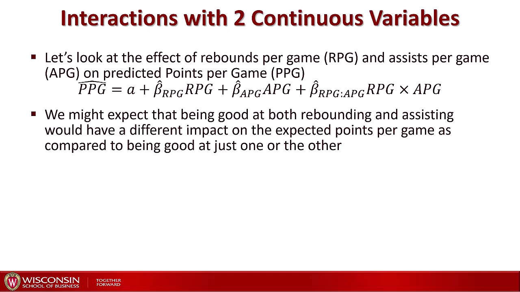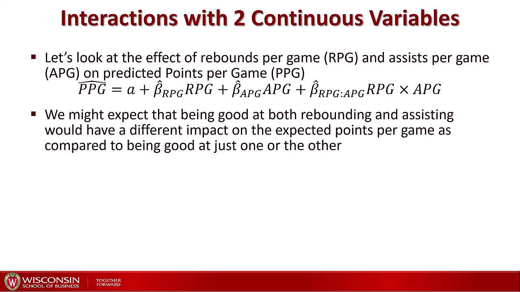Our first example is about the interactions between two continuous variables. Specifically, we are going to look at the effect of rebounds per game and assists per game on the predicted points per game. So here the equation is predicted points per game equals some intercept, plus the slope coefficient for rebounds times rebounds, plus the slope coefficient for assists times assists, and finally the coefficient for the interaction term between the rebounds and the assists per game.